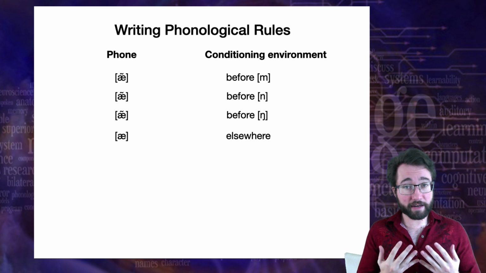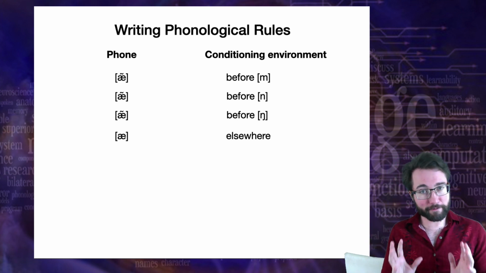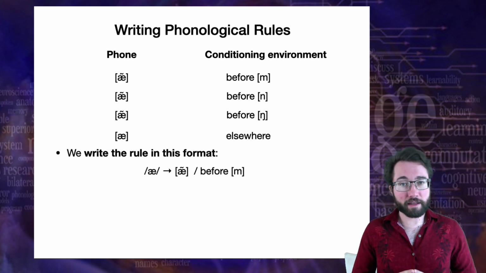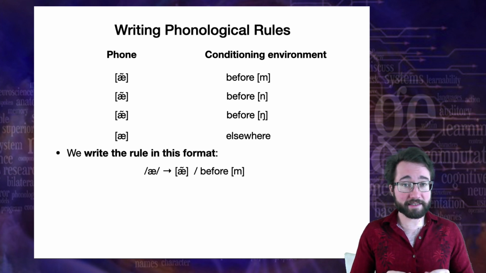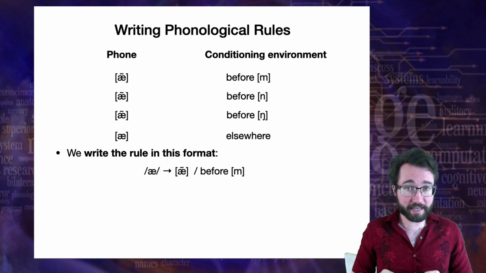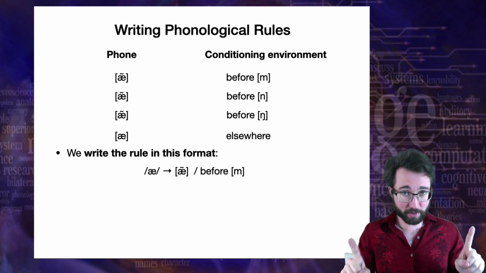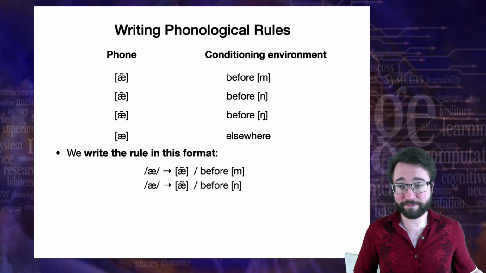And we actually can write this in a special way. As linguists, we have a special format for writing phonological rules. It looks like this. The phoneme a is expressed as the sound nasalized a when it appears before m. This is a special format for writing phonological rules. It's like the underlying phoneme there, written in slashes, is being translated into the sound, which is written in brackets. And then the thing after the slash tells you the conditioning environment.